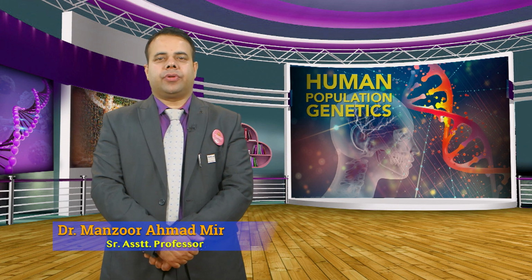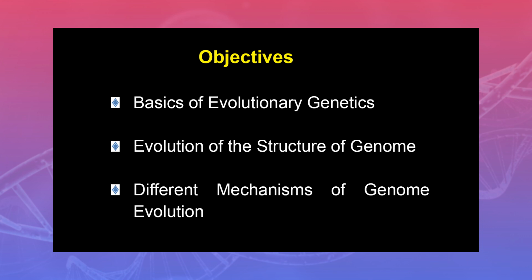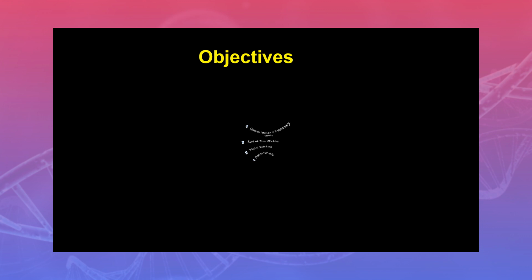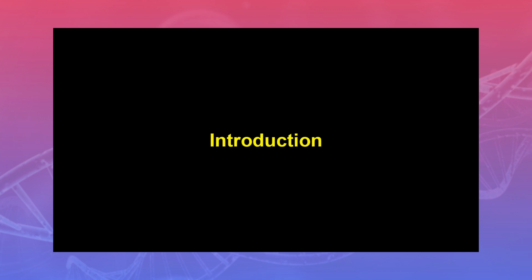Today we are going to discuss the topic: a brief history of evolutionary genetics. The main objectives of today's lecture are to know the basics of evolutionary genetics, to understand the evolution of the structure of genome, to know the different mechanisms of genome evolution, to know the historical perspective of evolutionary genetics, to understand the synthetic theory of evolution, to know the work of Charles Darwin, and finally to understand the onset of molecular evolution. Dear students, let's start with the introduction first.